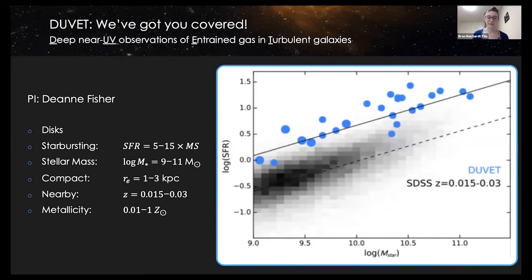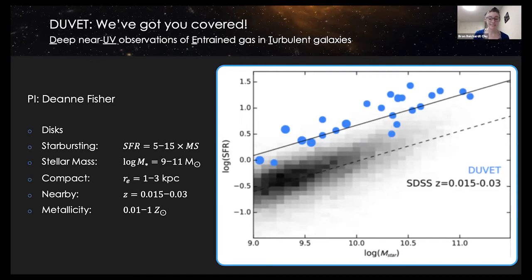Duvet is a survey of starbursting galaxies in our nearby universe. So here we have a plot of star formation rate against stellar mass. In grey are SDSS sample galaxies with the dashed line showing the main sequence. The blue points are Duvet galaxies. So Duvet galaxies are chosen to be starbursting and compact. They have star formation rates 5 to 15 times the main sequence value. This means that they have really high star formation rate surface densities.